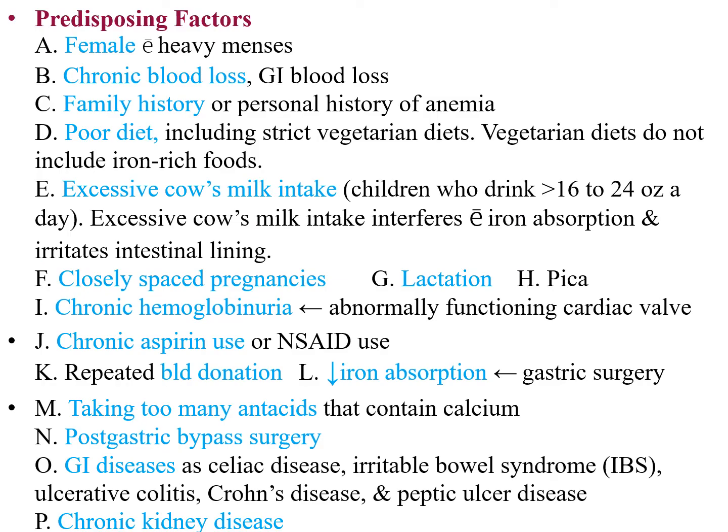Predisposing factors: female with heavy menses, chronic blood loss, family history, poor diet, excessive cow milk intake, closely spaced pregnancies, lactation, chronic hemoglobinuria, chronic aspirin use, repeated blood donation, decrease in iron absorption, taking too much antacid, post-gastric bypass surgery, GIT diseases, chronic kidney diseases. All these are predisposing factors for iron deficiency anemia.